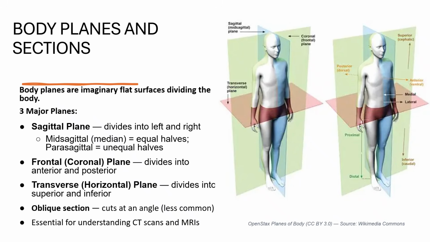The frontal or coronal plane divides into front and back. The transverse or horizontal plane divides into upper and lower. This is what a CT scan slice shows. There is also an oblique section cutting at an angle, but the three main planes are what you need to know.